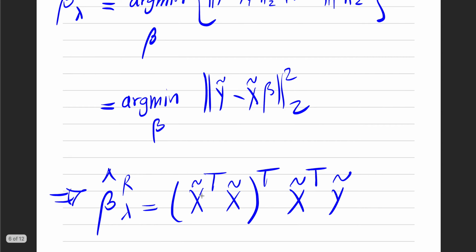It's just x tilde transpose x tilde inverse. That's not a transpose, that is an inverse, so I'm going to fix that. It will take some time before it kicks in, but I'll also change the color so you know these were errors.